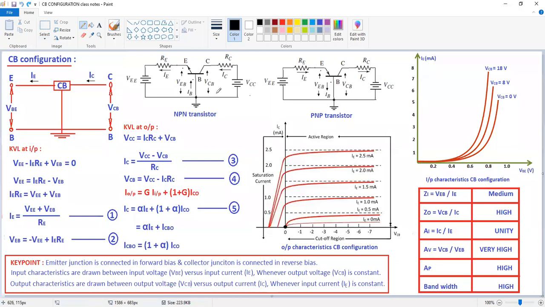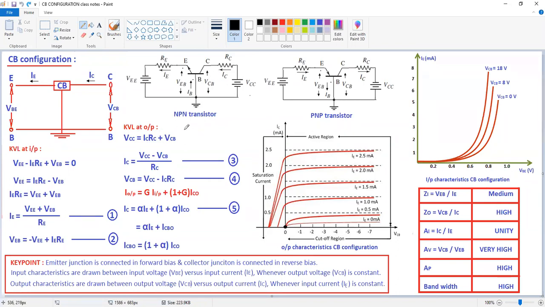Current is flowing in the anti-clockwise direction. That means here VCC is your voltage rise, whereas RC and VCB are voltage drops. Now, the algebraic sum of the voltage rises is equal to the algebraic sum of the voltage drops in the case of KVL. Now here VCC is equal to IC into RC, because the current through RC is IC, plus the voltage drop VCB.